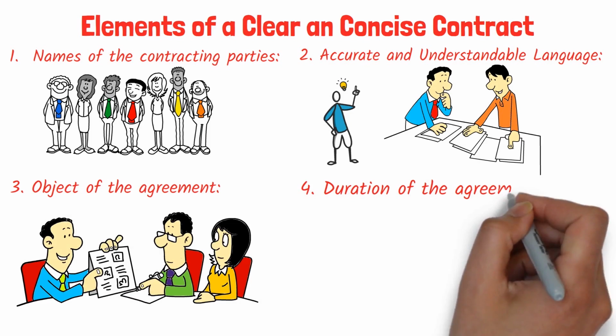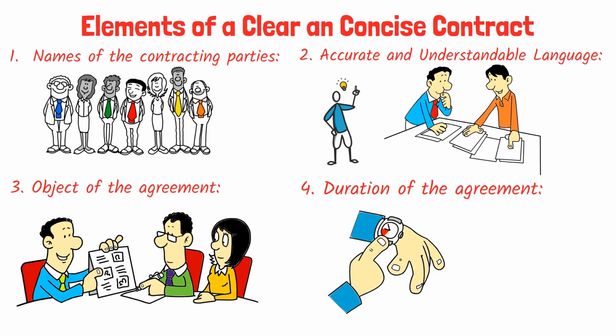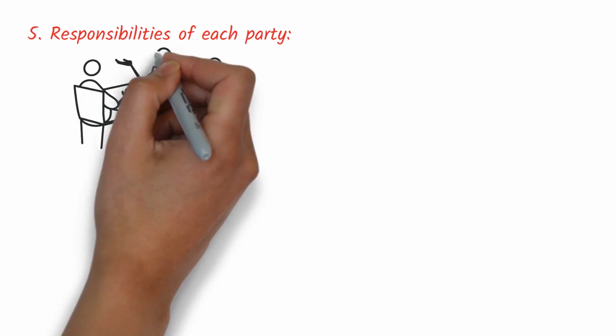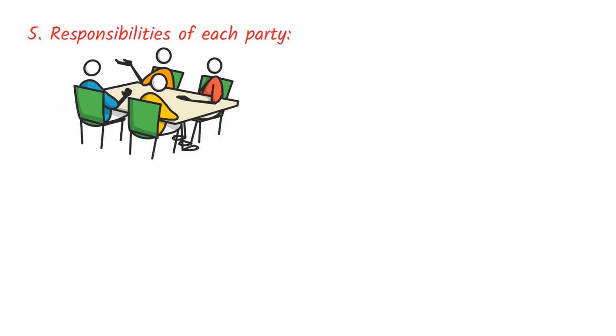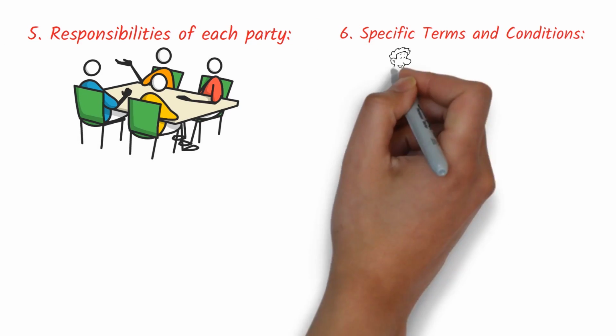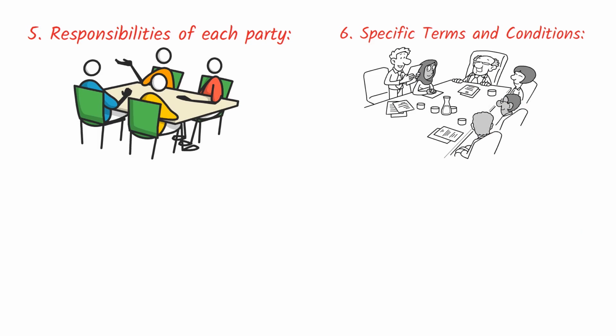4. Duration of the agreement. Specify when the agreement begins and ends, and any renewal or termination provisions. 5. Responsibilities of each party. Delineate the respective roles and obligations of each party. 6. Specific terms and conditions. The terms and conditions of a contract should be specific and explicitly stated.